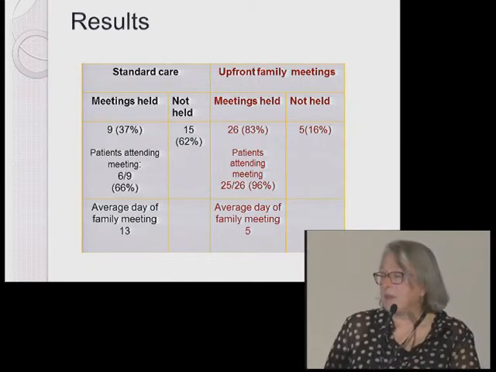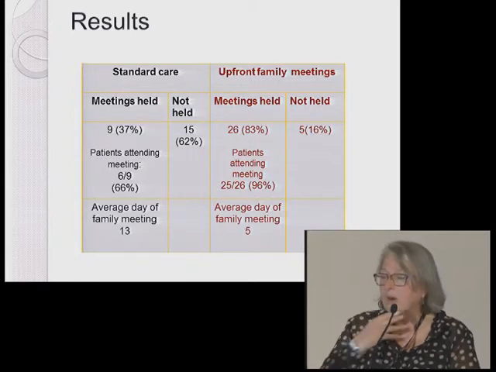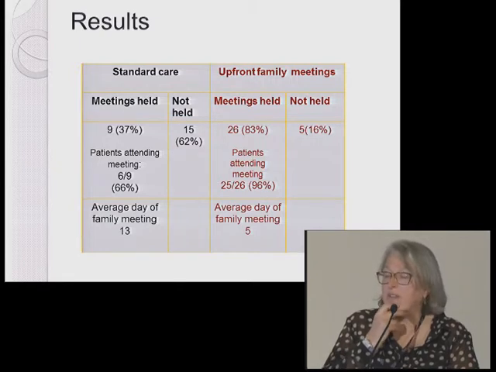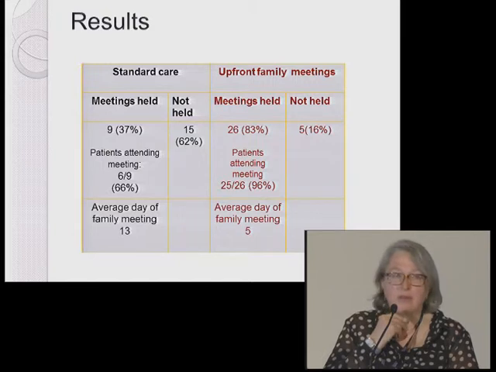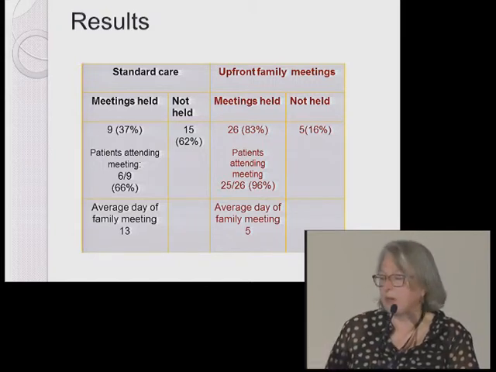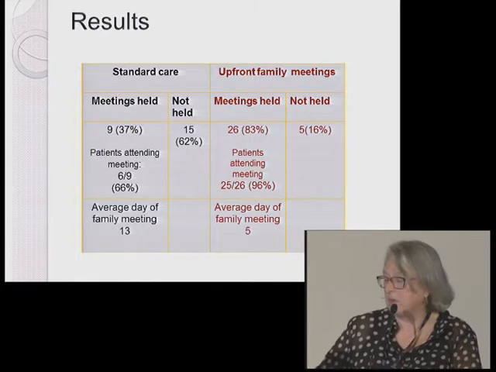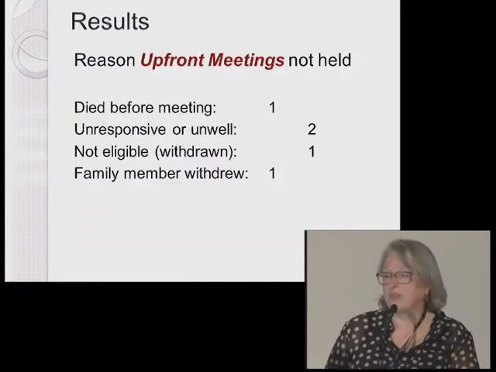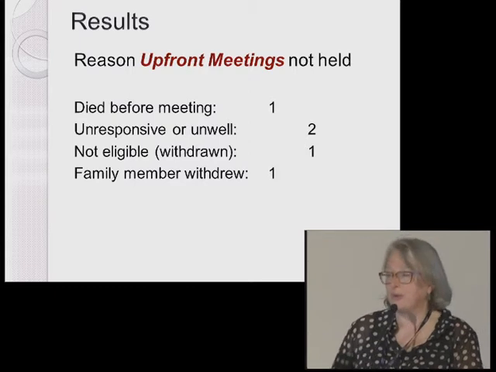On the Upfront Family Meeting side, we managed to get 83% of them through to a meeting, and I'll tell you the reasons in a minute why meetings weren't held. Of those, all but one of the patients came to the meeting, and the average day on which the family meeting was held was day 5. So that was getting close. We were hoping to do it in the first week of admission, and we were pretty close, and we were pleased about that. We'd like to do it even more quickly if we could.